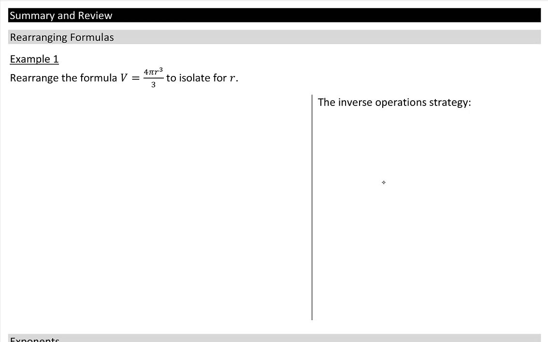So finally, we're at our summary and review. The three major topics we're going to cover. The first one is rearranging formulas. So for example 1, rearrange the formula V equals 4 pi r cubed divided by 3 to isolate for r.